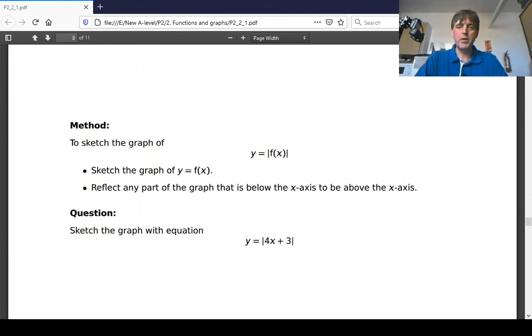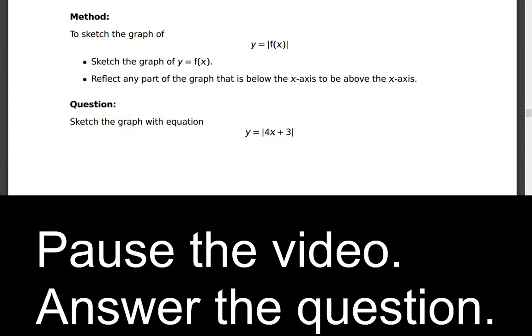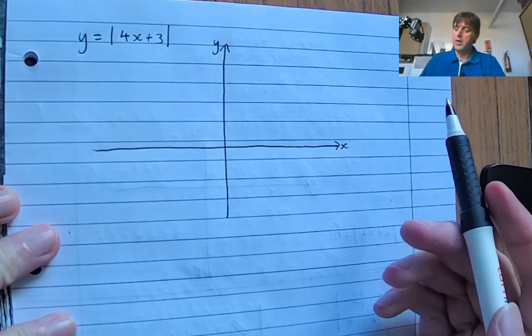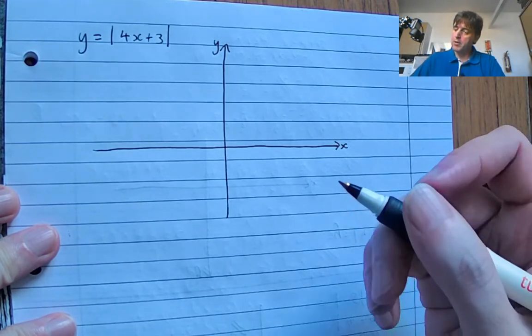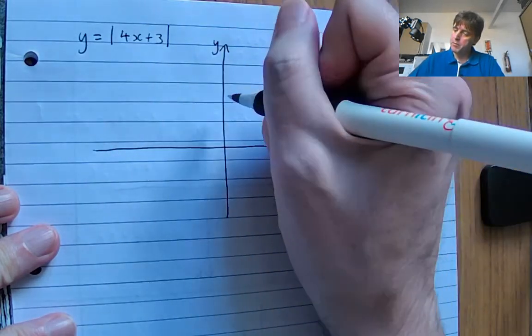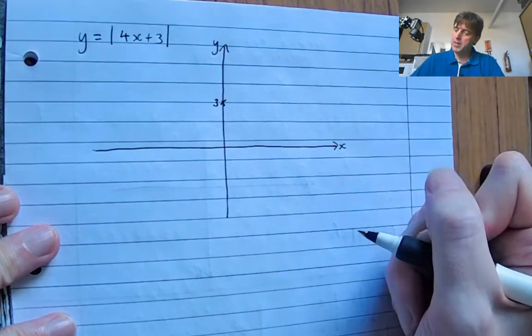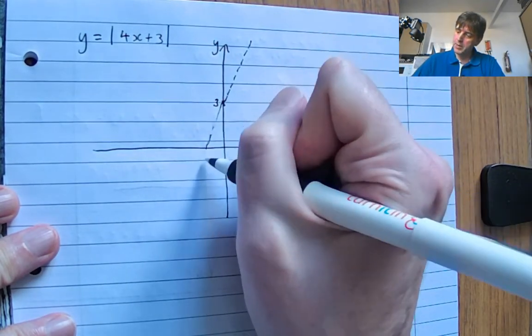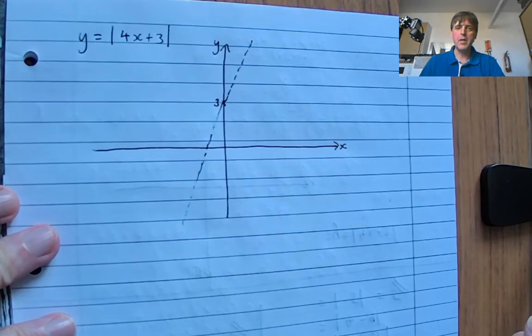Let's see how you get on with one yourself. Pause the video in a second, and sketch the graph with the equation y equals the modulus of 4x plus 3. Okay, let's have a look at this one. So this is the graph that we want, y equals the modulus of 4x plus 3. The first thing we could do is draw ourselves, maybe as a dotted line, the graph of 4x plus 3 without the modulus. Well, that's going to have an intercept here at 3. It's going to have a gradient of 4, so quite steep, and I'll draw it like that. We're only doing a sketch, of course, so that's what we've got here.